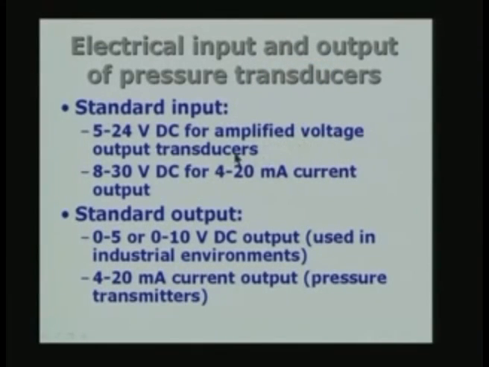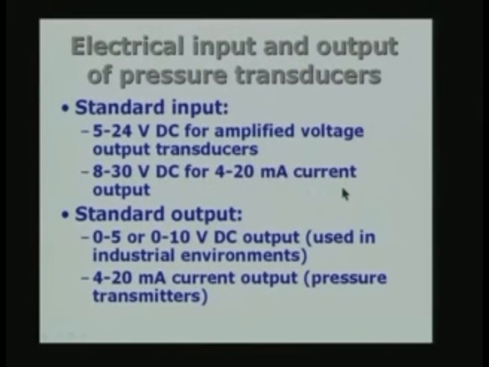So, with this background, let us go back to the discussion on the electrical side a little bit, just to familiarize ourselves with the different types of transducer. Normal electrical input and output of pressure transducers are given here to give an idea as to what we do in practice. The standard input is between 5 and 24 volt DC for amplified voltage output transducers, where you are going to get the output in terms of voltage. In many applications, we also use an output in the form of a current, especially in process applications. So, we use 8 to 30 volt DC as the input for 4 to 20 milliampere current output.